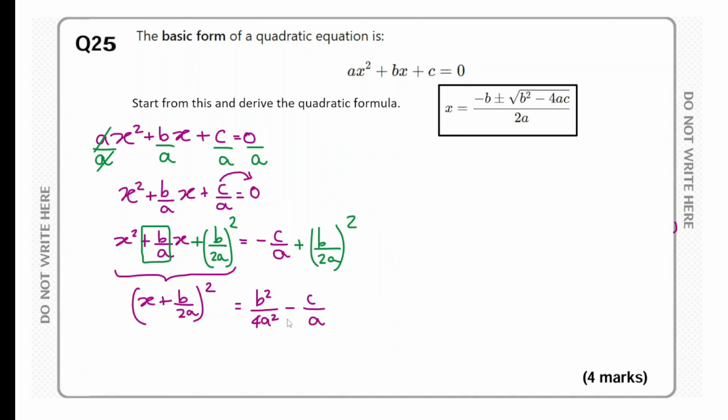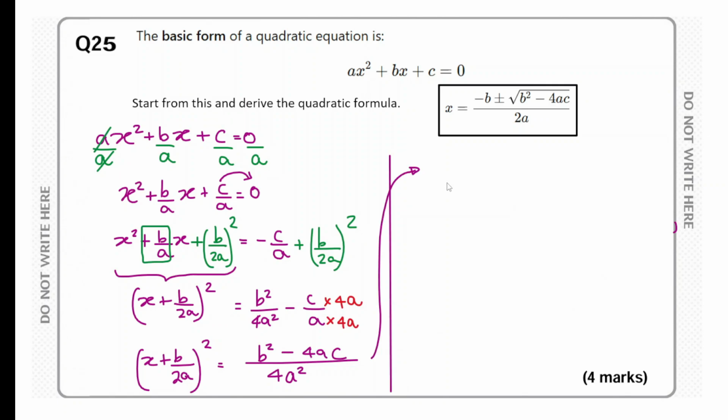Now, to combine these two fractions, I need to have the same denominator. So I'm going to multiply this one by 4a because then I get 4a squared. But this is a fraction. Whatever I do to the denominator, I have to do to the numerator. So let's multiply the top one also by 4a. Now let's see what we get. (x add b over 2a) squared is equal to, common denominator is 4a squared. I got b squared at the top minus c times 4a is 4ac. Now you can see we are getting elements of this. So we are getting close.